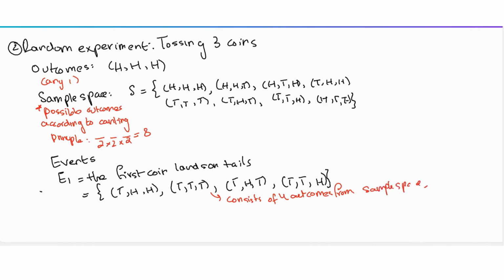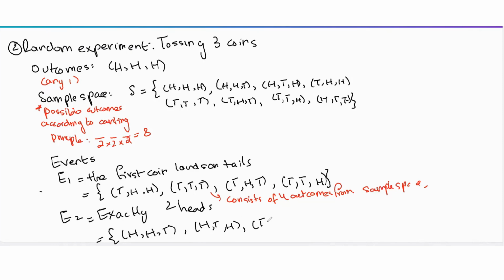Now we can define another event here, E2. E2 is going to be, let's define it to be exactly 2 heads. So from the sample space, this includes which outcomes? This will include this outcome, right? Where you have head, head, and tail. It can include this where you have head, tail, head. And then it includes this as well, where you have tail, head, head.